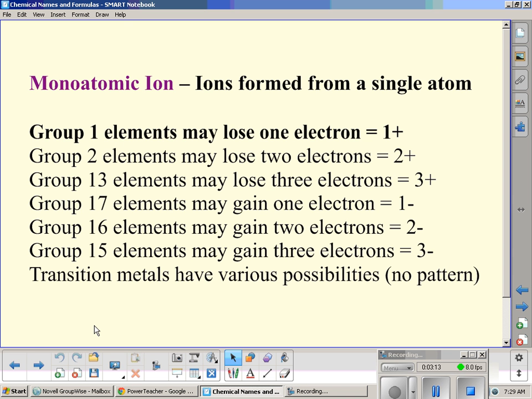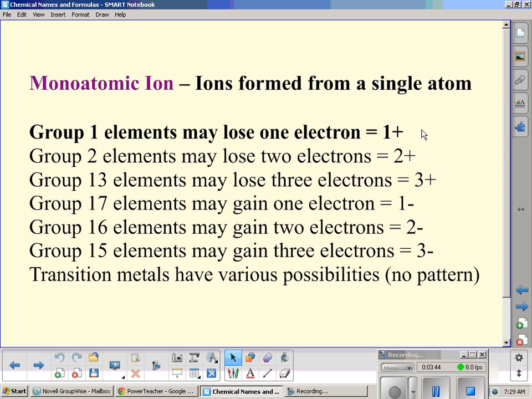Ions form from a single atom. And there's a pattern in the periodic table that if you can recognize and understand it, it can make things a lot easier for you. Okay, group 1 elements may lose 1 electron. This all has to do with octets and atoms wanting to have 8 electrons in their outer layer. So group 1 elements have 1 electron in their outer layer. If they lose that 1 electron, they will have a full octet underneath, generally.